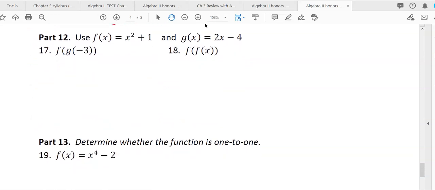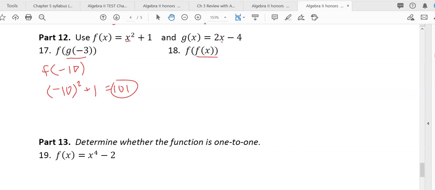So we're just plugging in a number here to start with. So g of negative 3, let's plug that in the g function. So this would be, let's see if we can do that in our head. 2 times negative 3 is negative 6 minus 4 is negative 10. I just did that in my head. Hopefully you follow that. Now I'm plugging that into the f function everywhere there's an x. So this would be, instead of x squared plus 1, it's going to be negative 10 squared plus 1, which is 101. Positive, because a negative number squared.